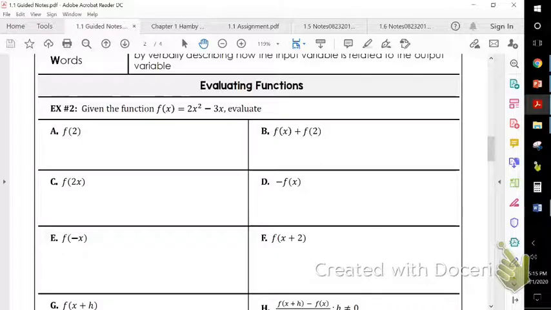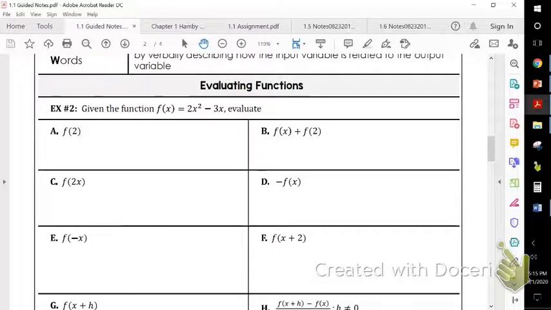All right, so evaluating functions here. This is given the function that f of x equals 2x squared minus 3x. Let's evaluate all of these. And so I am going to run through these, and if you need to, pause the video, back up. I know I've been going kind of fast. You can do that at any point if you need to, okay? Pause it, back it up, whatever you need to do.